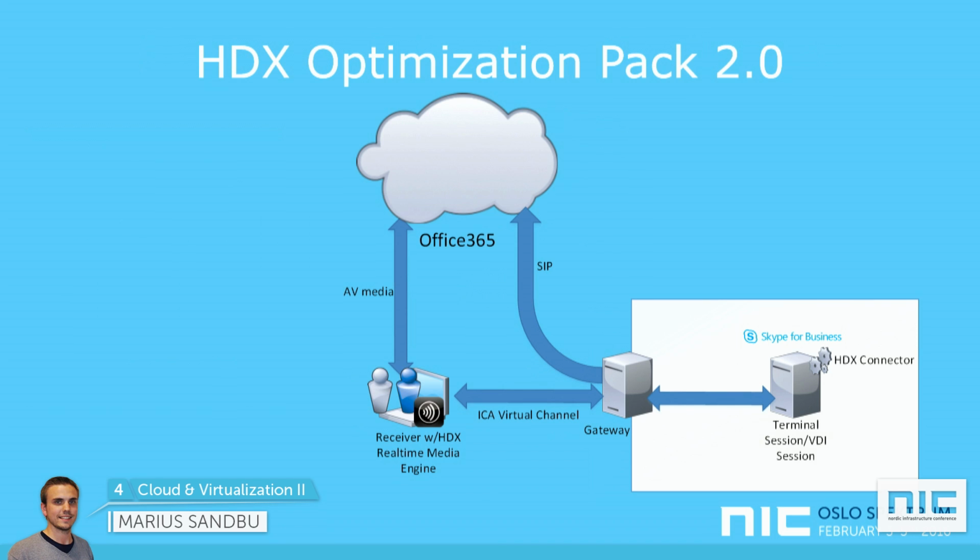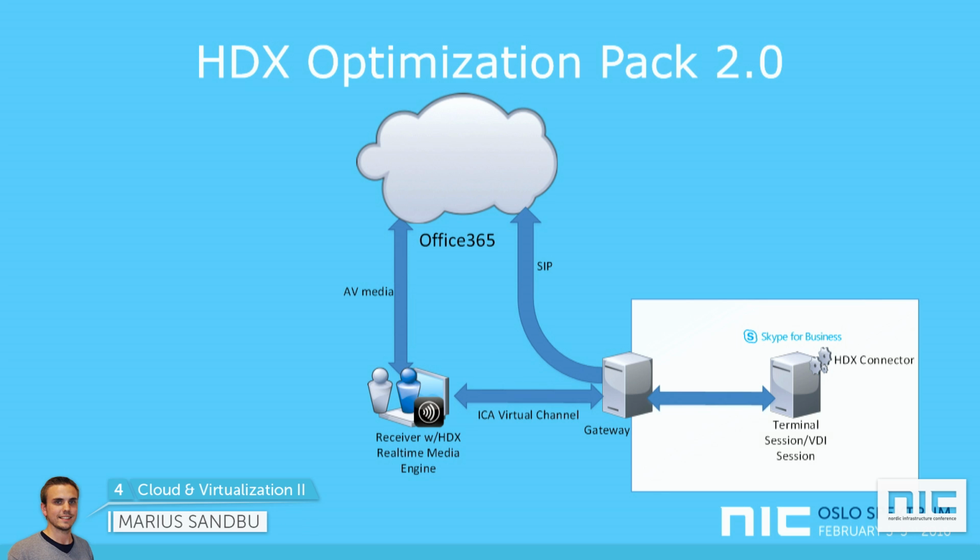Now with the optimization pack, what we actually do is that we have our client, which is called Citrix Receiver, installed on my computer. We set up a connection to our Citrix environment. We install some specific components, which is called the real-time media engine, which we install on our end-user computer, and we install another component on the server. We start Skype for Business, and then we set up a video call.